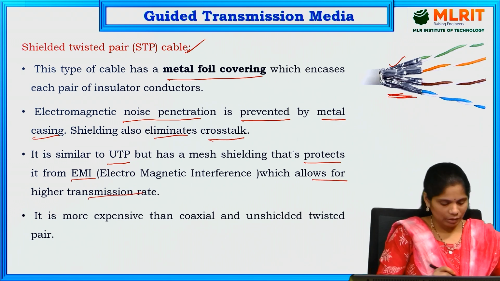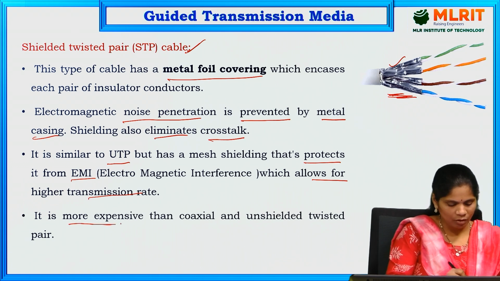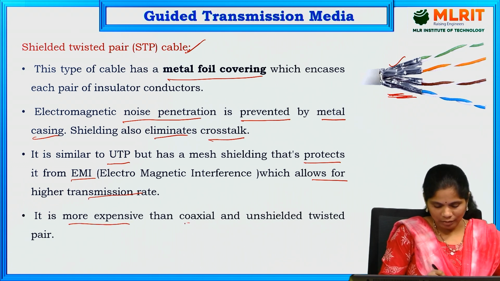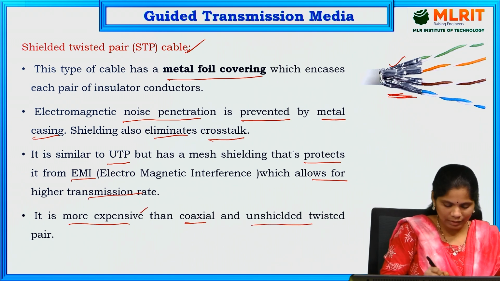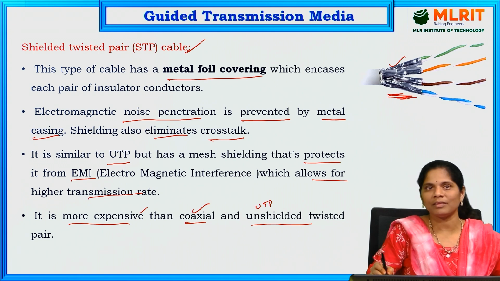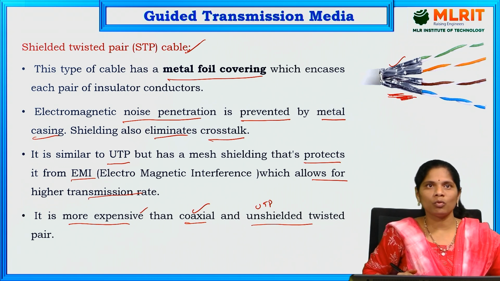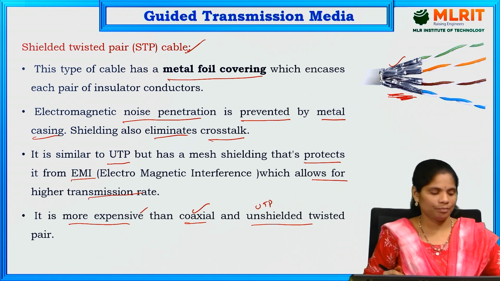And also this shielded twisted pair cable, compared to the UTP, is more expensive than the coaxial and UTP. So compared to coaxial cable and at the same time UTP, it is more expensive. It is because it is having the shielding. That's why it costs more. That is the disadvantage of shielded twisted pair cable.